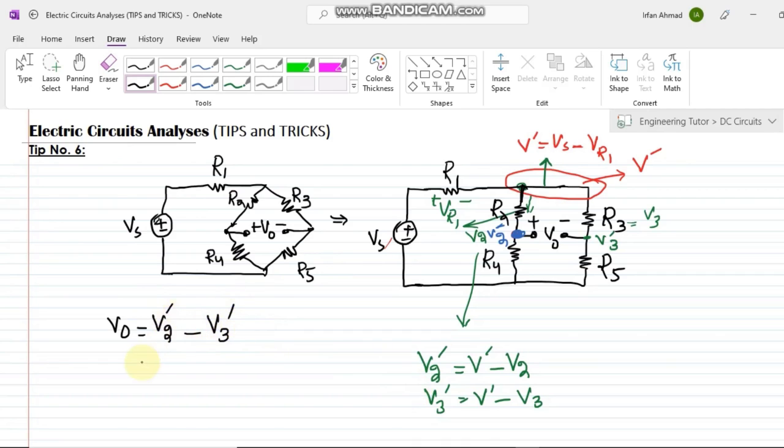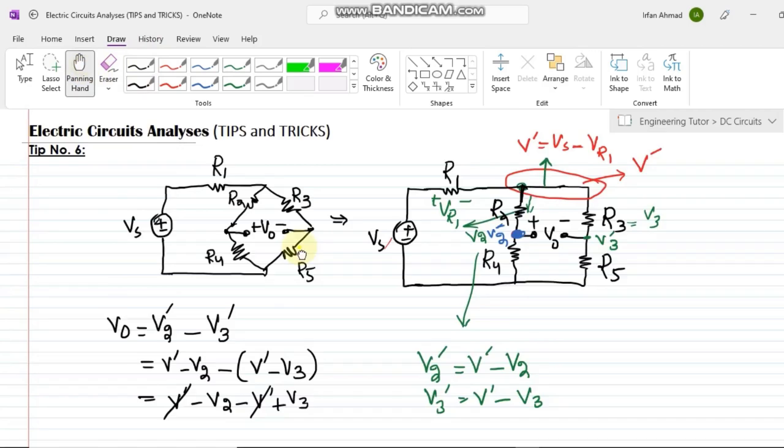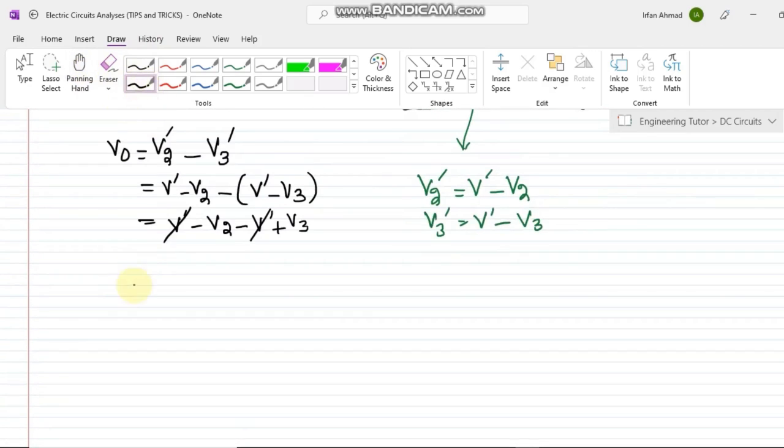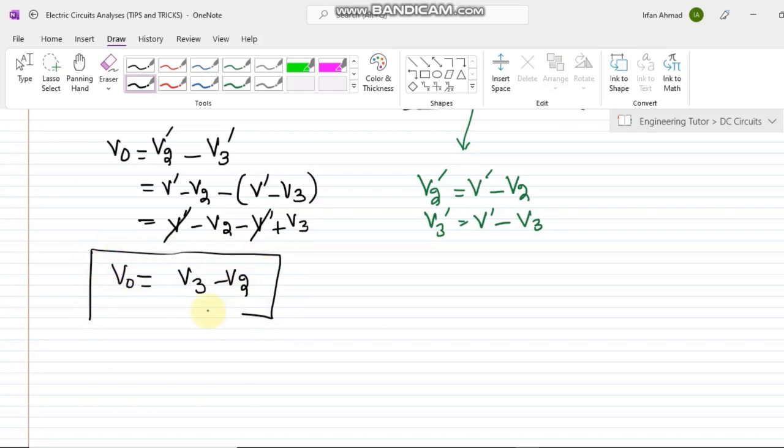So putting these values here, what will happen? This will become (V prime minus V2) minus (V prime minus V3). Okay, so what will happen? It will become V prime minus V2 minus V prime plus V3. So these two will cancel out, and at the end I will get the value which is V3 minus V2. So that is the value of V0.